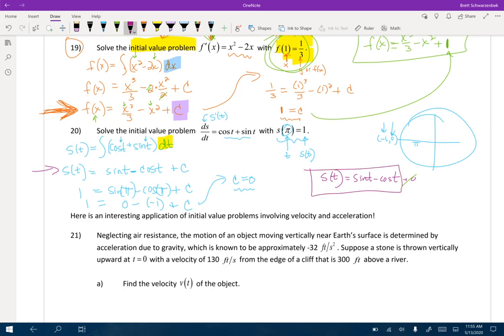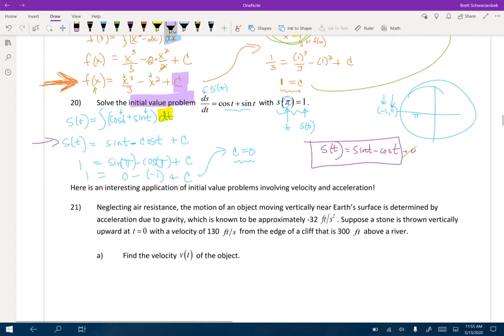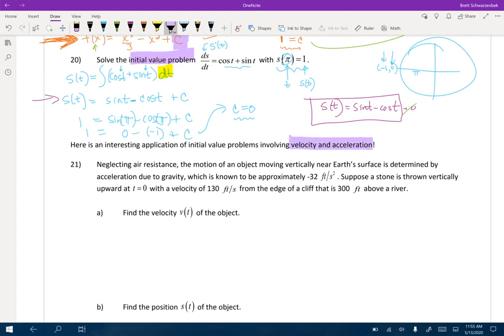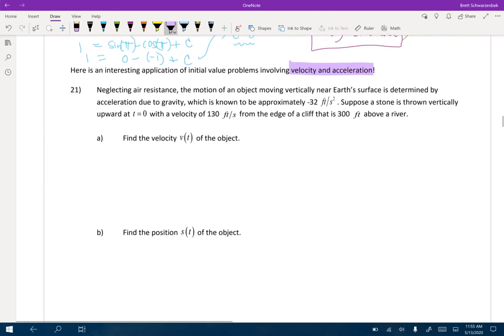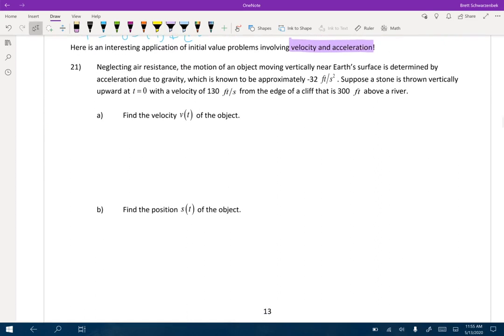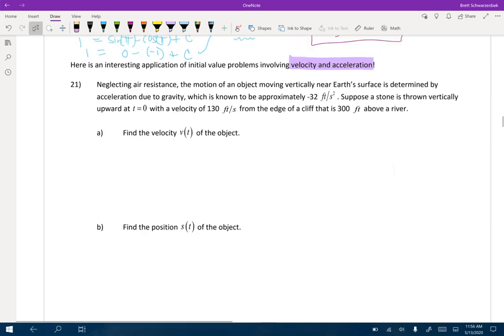So interestingly enough, we can sort of apply this whole concept of initial value problems to velocity and acceleration. So a little bit of a blast from the past. Remember, we tackled that, I think it's in section 3.6, don't quote me on that, but we tackled that way back when we were dealing with derivatives. So now, what is the concept when it comes to antiderivatives?